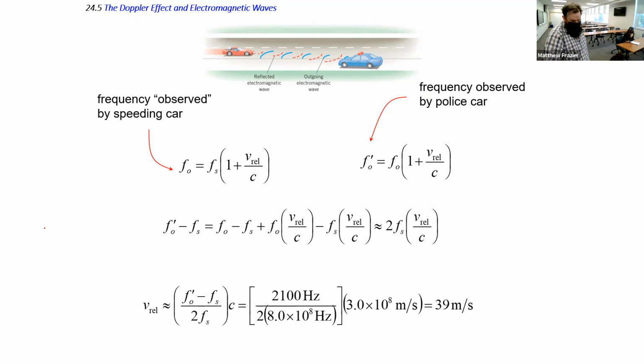F_O prime is F_O times. So what this middle line is doing is distributing F_O and then taking the difference. And then ultimately, we're left with this bit. That is the difference in the signal sent out and the signal returned. And we use that to calculate the speed difference, right? And what you see is that if you calculate it for these numbers, you get that the car is going about 40 meters per second. And now I remember that 60 miles an hour is about 25 meters per second.